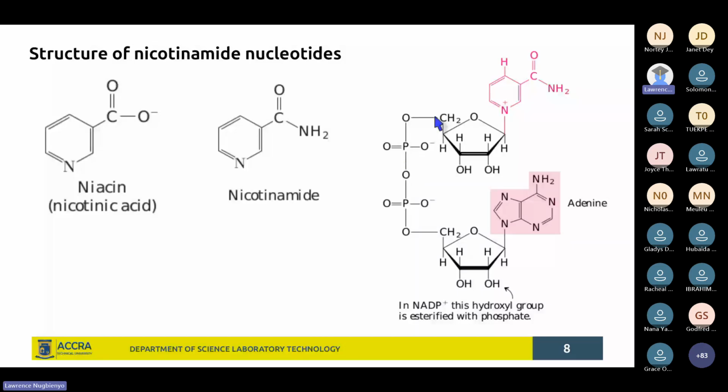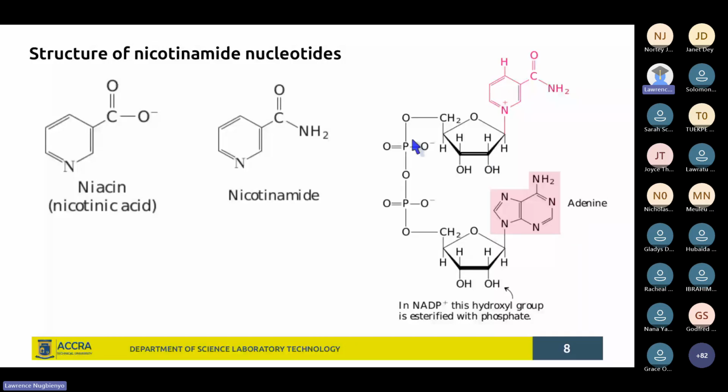And because you have these two nucleotides being bonded this way, you refer to it as a dinucleotide. So that's why you see NAD or NADP or NADPH, because nicotinamide adenine. So it's referring to the bases first, nicotinamide, then adenine. And it says dinucleotide. So two nucleotides bonded together.